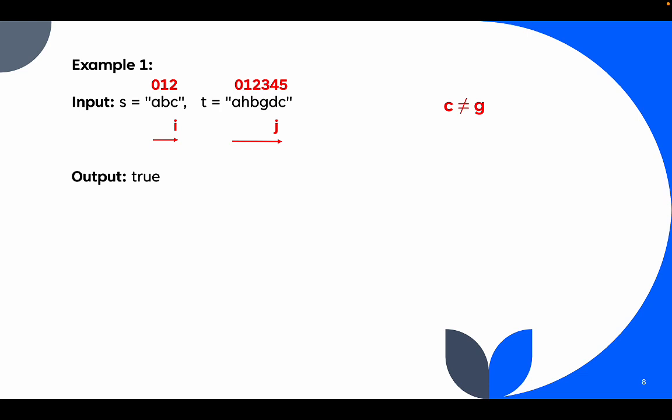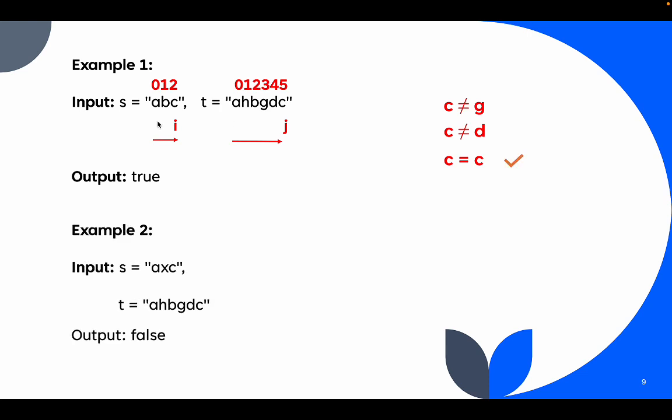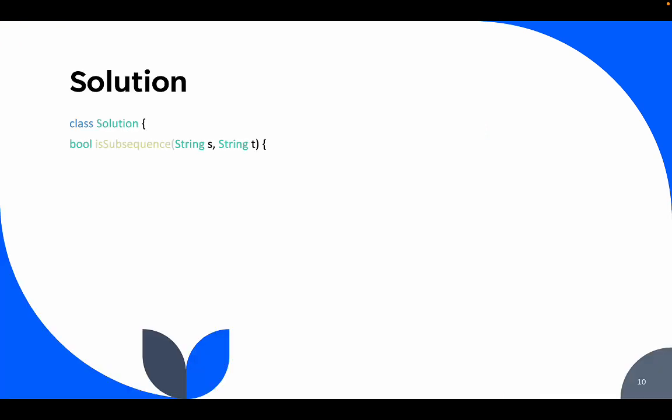Is the character at index J now equal to C? Is C equal to D? No. We increment again to the last character, and now we can see that yes, C is equal to C. This is valid, and our loop ends here. We have another example which is not valid. The output is false because this string has A, X, C, and the other one doesn't include the letter X, so this is obvious.